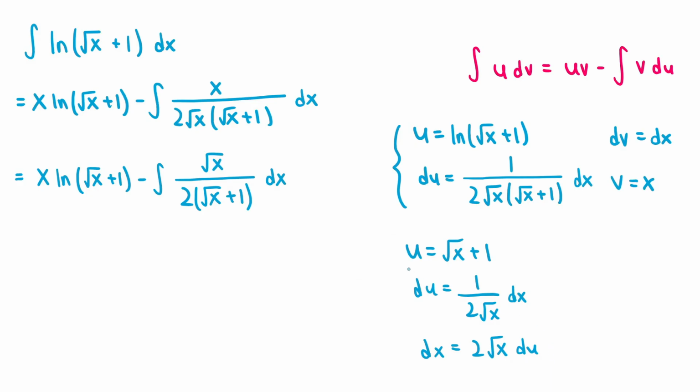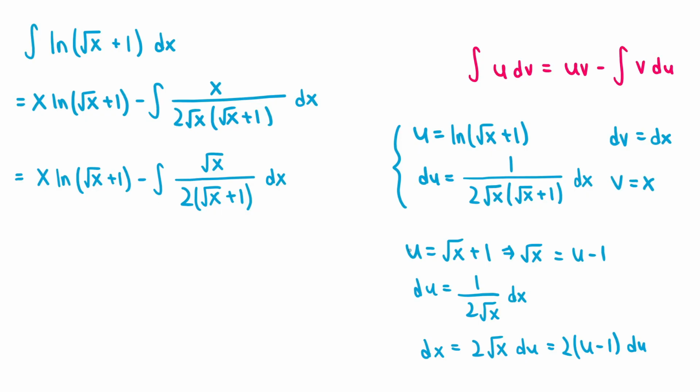So we would like to rewrite 2 square root of x du in terms of u only. So let's look at the relation u equals square root of x plus 1. If we subtract 1 on both sides, we end up with square root of x equals u minus 1, so we now have an expression for the square root of x in terms of u. So 2 square root of x du becomes 2 times u minus 1 du. So dx equals 2 times u minus 1 du.